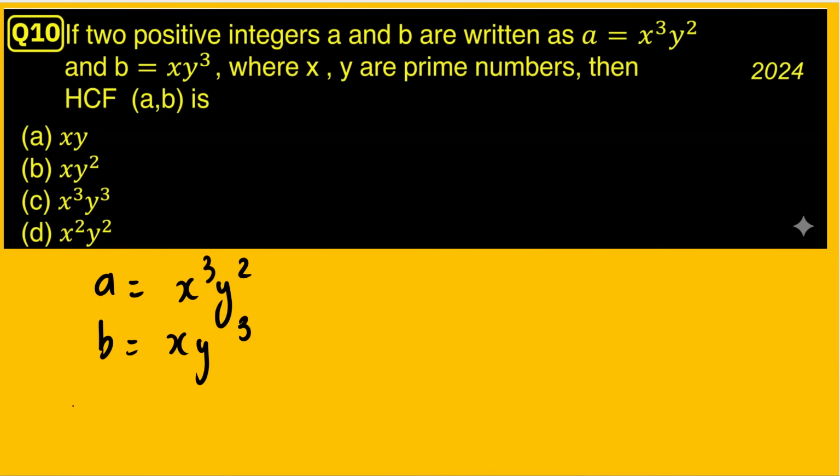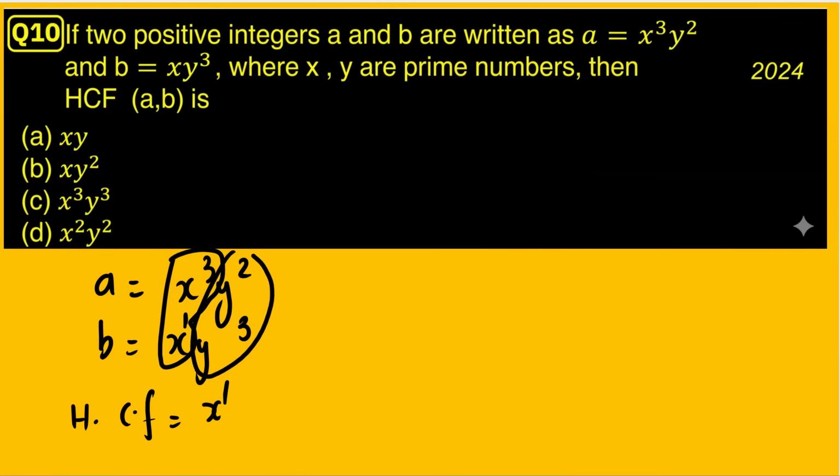So what is our HCF? We know HCF is the least power of the common factors between them. First we have to determine the common ones. x is the variable common between these two, and the least power is x to the power of 1. Again, we have another common letter, y, and the least power of y is y squared. So our answer would be x y squared.